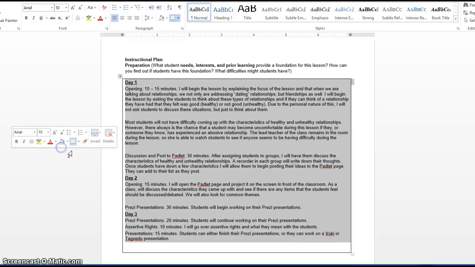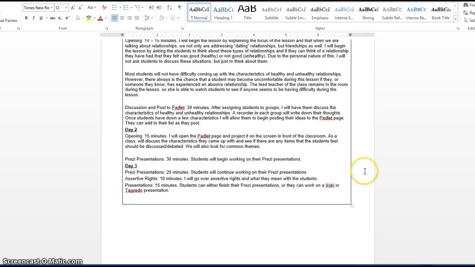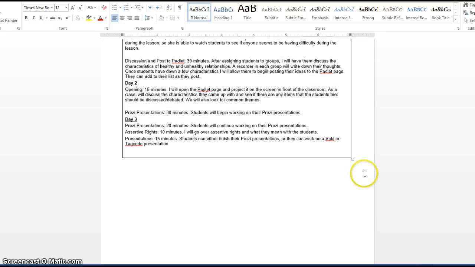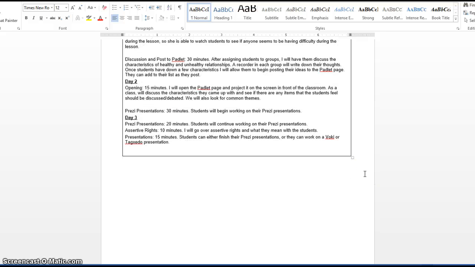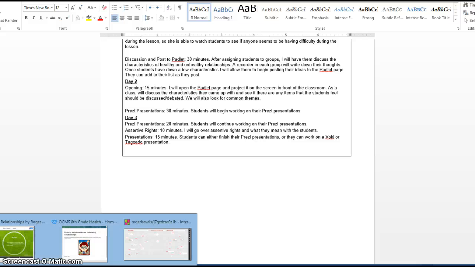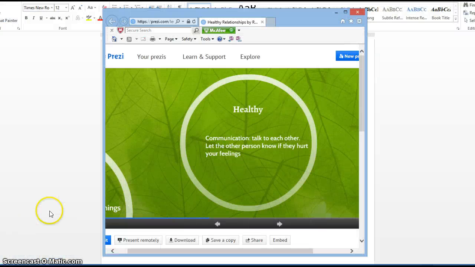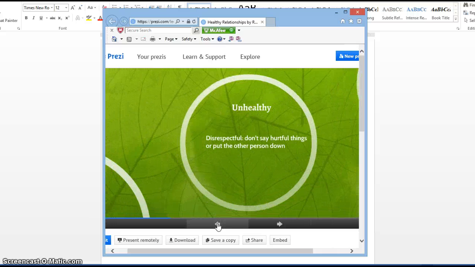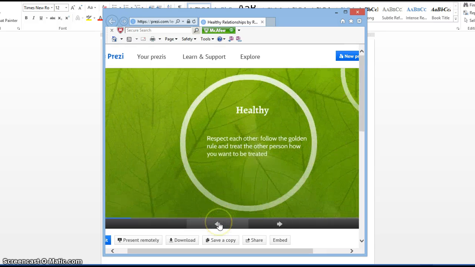I then talked to the students about their Prezi presentations and briefly talked about that, and they were going to start those the next day. Over the course of the next couple of days, they worked on those. Basically, their assignment was in the presentation, they had to include a certain number of characteristics for healthy relationships and unhealthy relationships. And for each characteristic, they had to make sure that they either put an example or a very brief explanation for that characteristic.